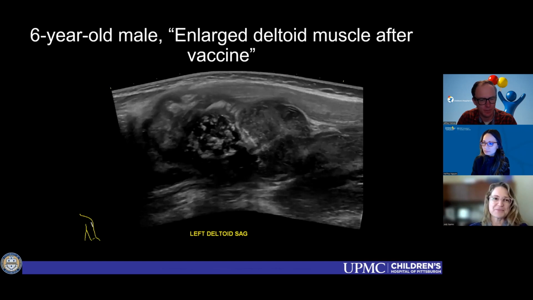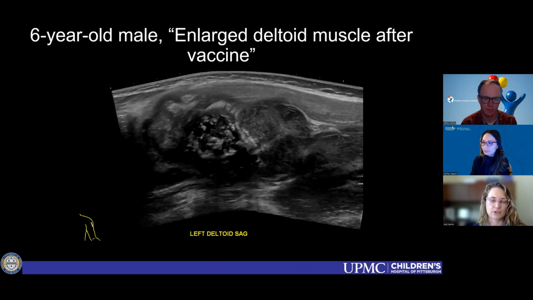Okay, now going on to some more companion cases for Haitui's fabulous cases. This was an interesting case because of the history. So this was a 6-year-old male who just got a vaccine into his deltoid muscle, and then he felt a lump after his deltoid vaccine. So we went into the case thinking, is this going to be a hematoma, some sort of weird fluid collection, a granuloma or something after the vaccine?